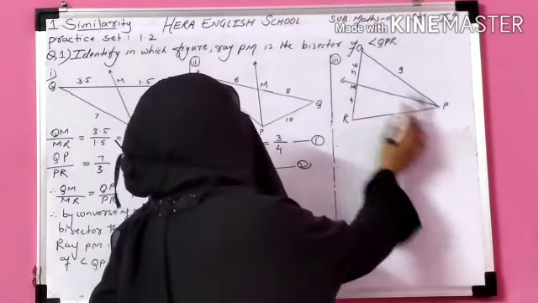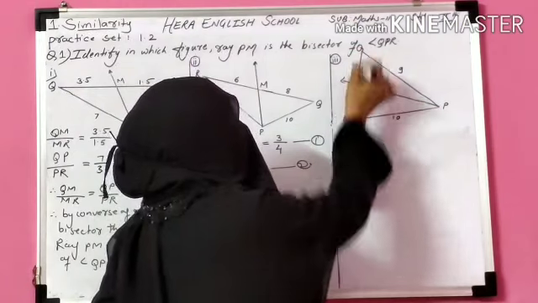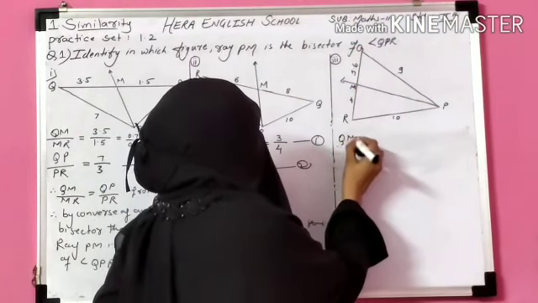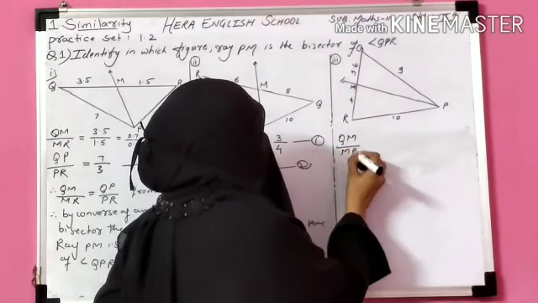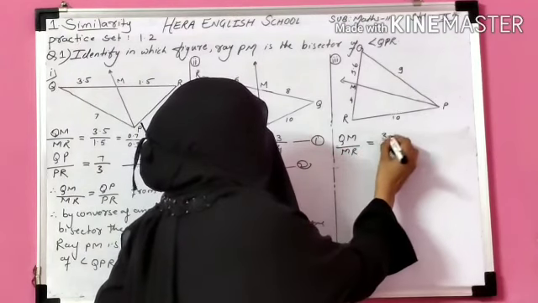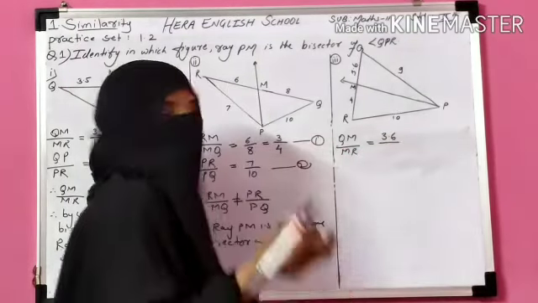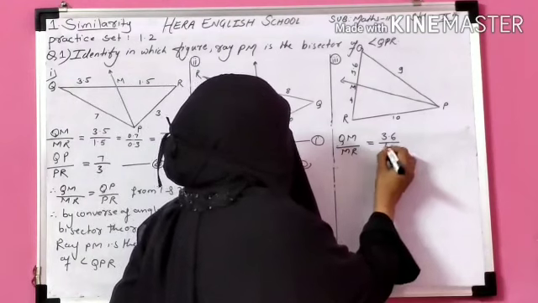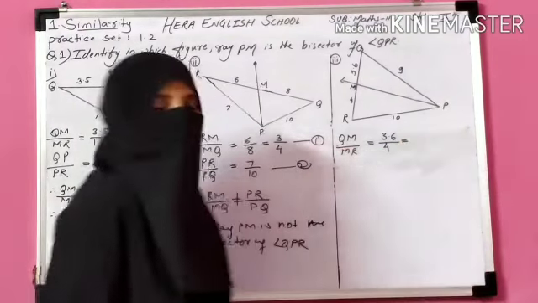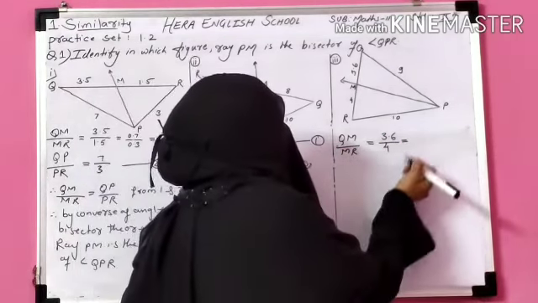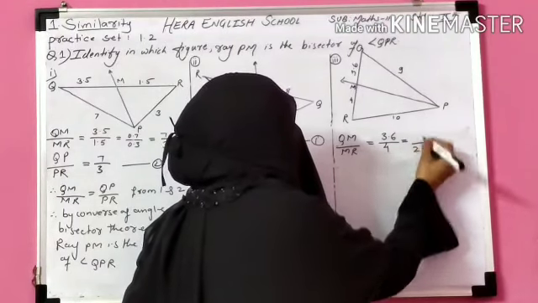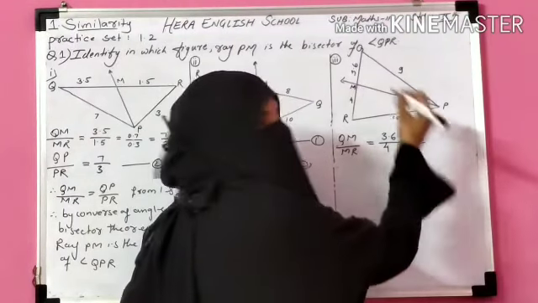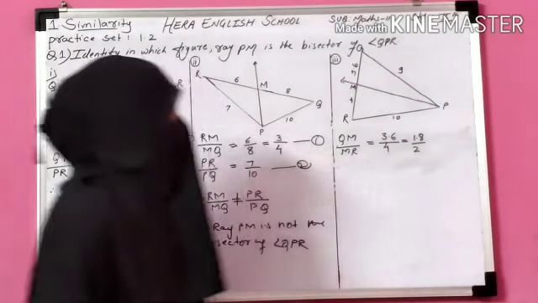First find the ratio of the side opposite to the angle. That means this ratio, QM upon MR. The QM value is given as 3.6, and the MR value is given to you as 4. Now reduce it. You can reduce with 2. 2 2s are 4, 2 1s are 2, 2 8s are 16. Okay, again you can reduce.